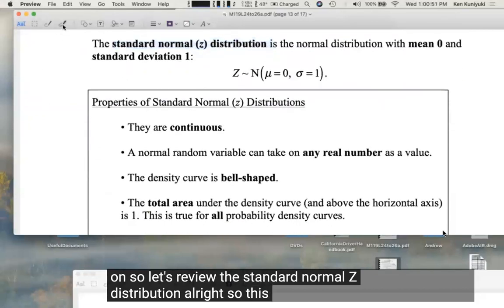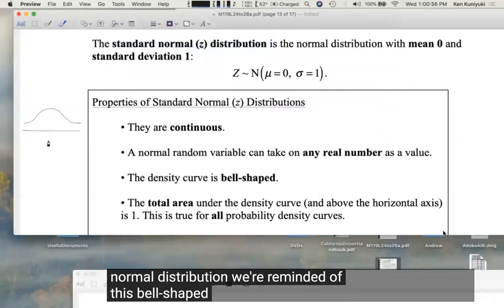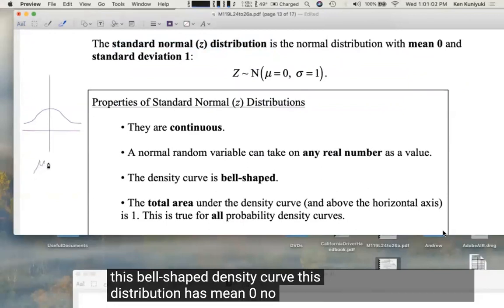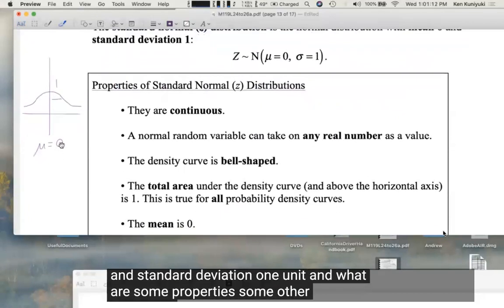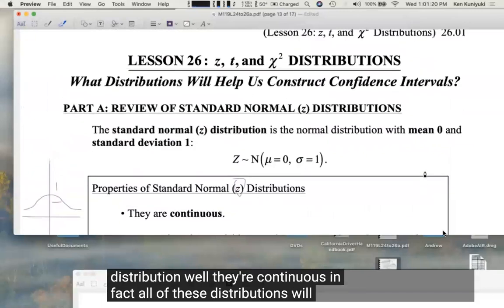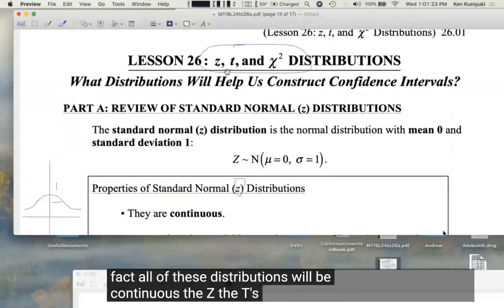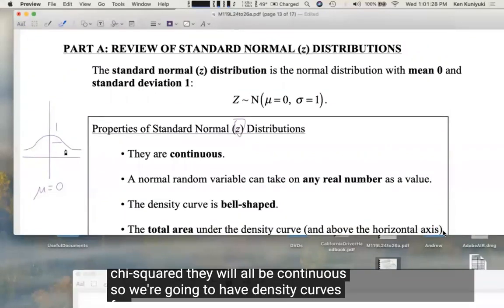All right, so this is the normal distribution. We're reminded of this bell-shaped density curve. This distribution has mean 0, no units, and standard deviation 1 unit. And what were some other properties of the standard normal distribution, what I call the Z distribution? Well, they're continuous. In fact, all of these distributions will be continuous. The Z, the T's, and the chi-squared will all be continuous. So we're going to have density curves for all of these.